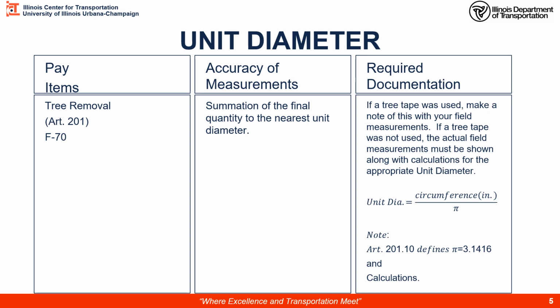There is such a thing called a tree tape. A tree tape is a tape that has pi built in to the hash marks on the tape. So it's a very special tape. If you do not have one of these, you're going to use a regular tape to determine the diameter of the tree. And in that case, you're going to measure the circumference of the tree and divide it by pi.